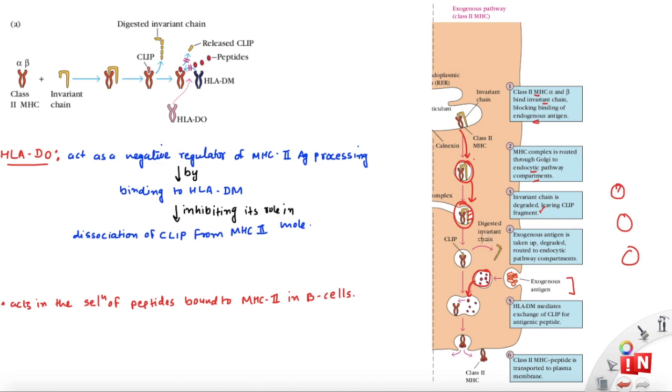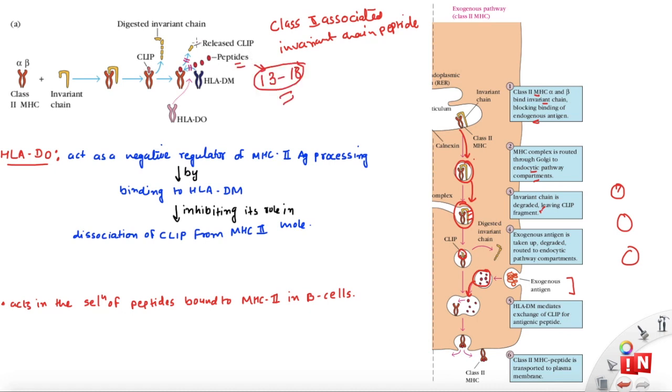But this is not completely digested. There will be a small CLIP. Here the CLIP stands for class 2 associated invariant chain peptide. Okay, a small fragment of this will be remaining, and to remove this CLIP there has to be the presence of exogenous antigen. Only when the exogenous antigen is present, it can physically remove this short CLIP.